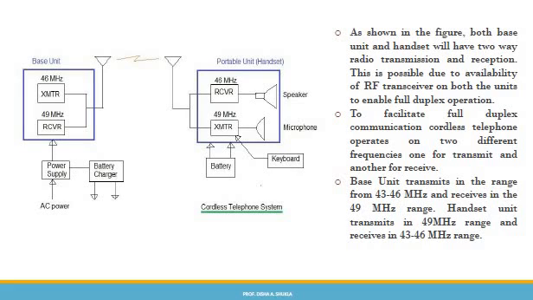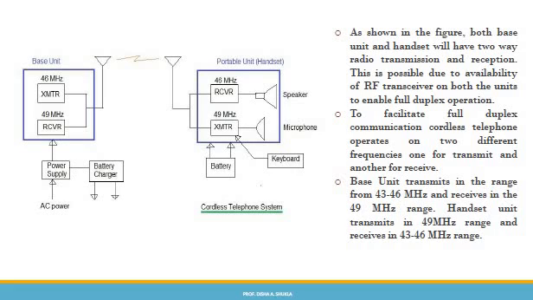Then comes the half duplex system. The half duplex system is one wherein both the transmitter and the receiver can communicate, but only one at a time. An example is the walkie-talkies that we have, wherein at a time only one user can talk. And the full duplex system is something that we use right now. So here we are saying that it is possible due to the availability of radio frequency transceivers on both the units to enable full duplex operation. The cordless system works on a full duplex system.